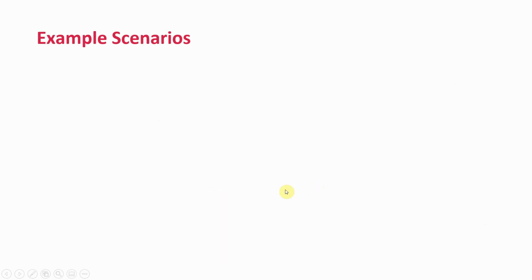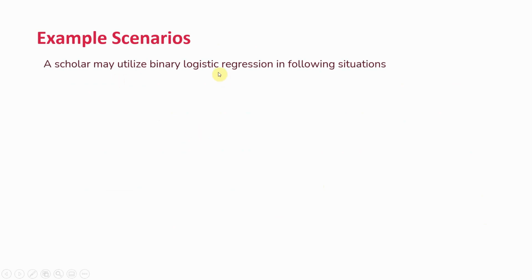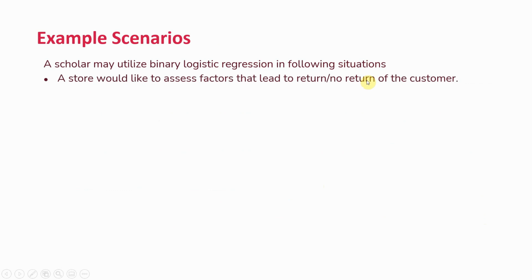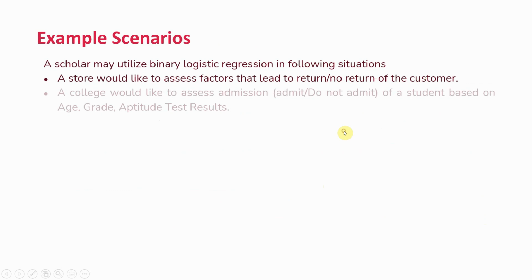Now, there are a few example scenarios that we can look into. So a scholar may utilize binary logistic regression in the following situations. A store would like to assess factors that lead to return or no return of a customer. So this is your expectation, return, while no return is what you do not expect actually. So your return will be represented by 1, your no return will be represented by 0.